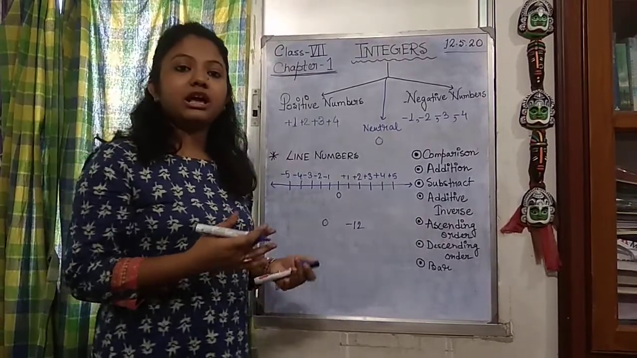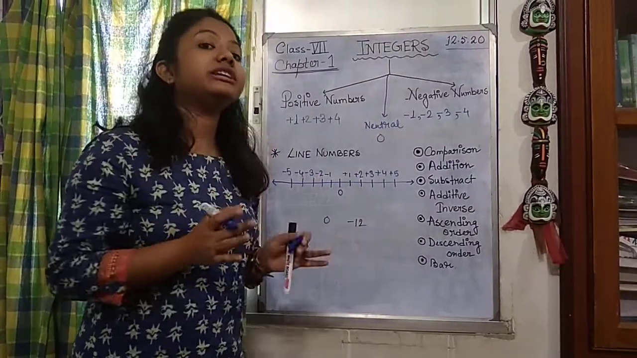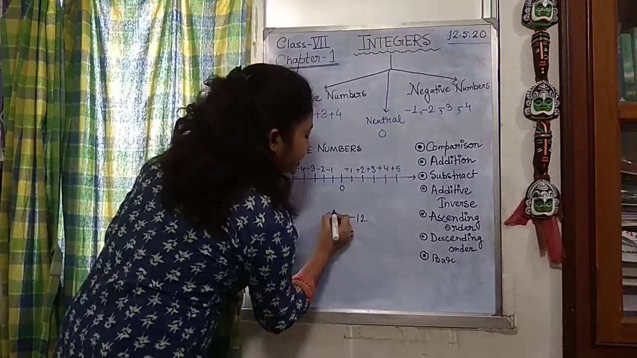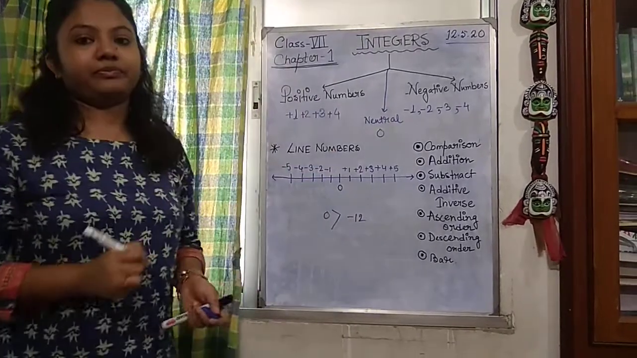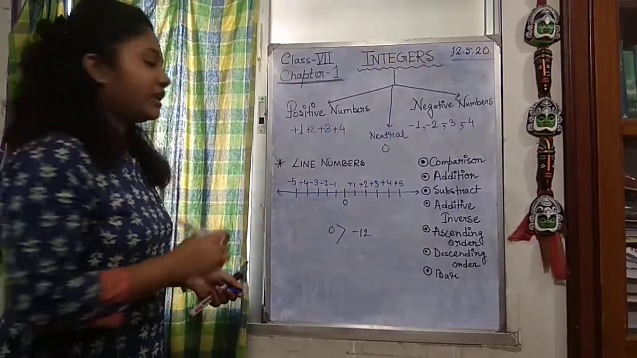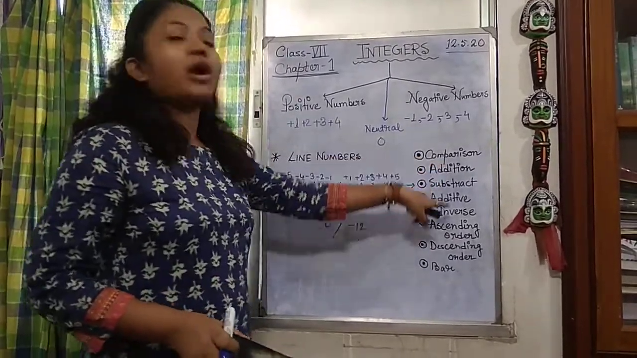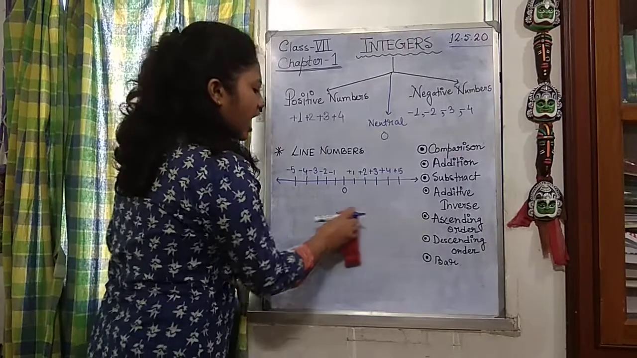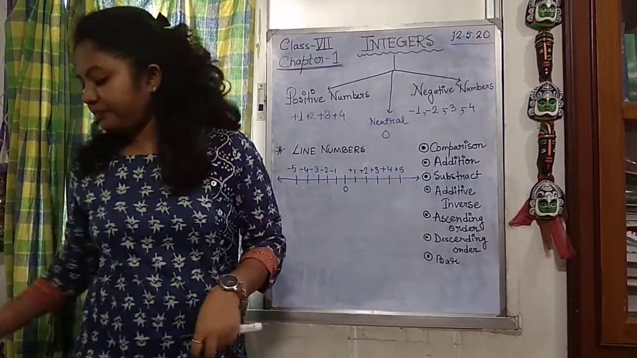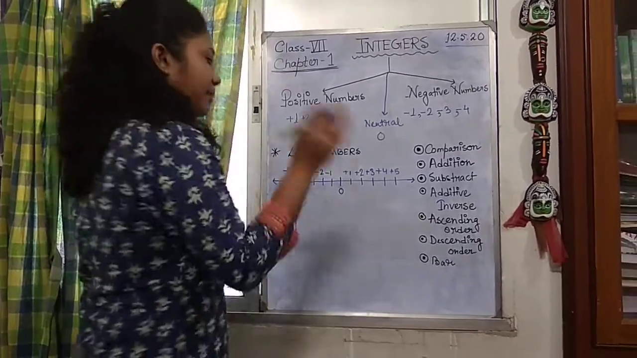Maximum of the people goes for -12, but it is not. 0 is greater than -12. Understand? Okay. Now, if we talk about the properties of the integers, like how does the addition happen? How does this addition happen?